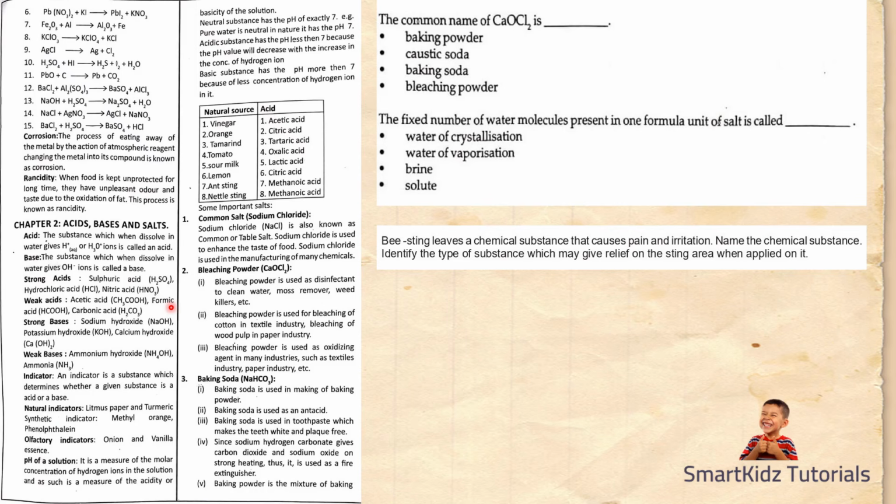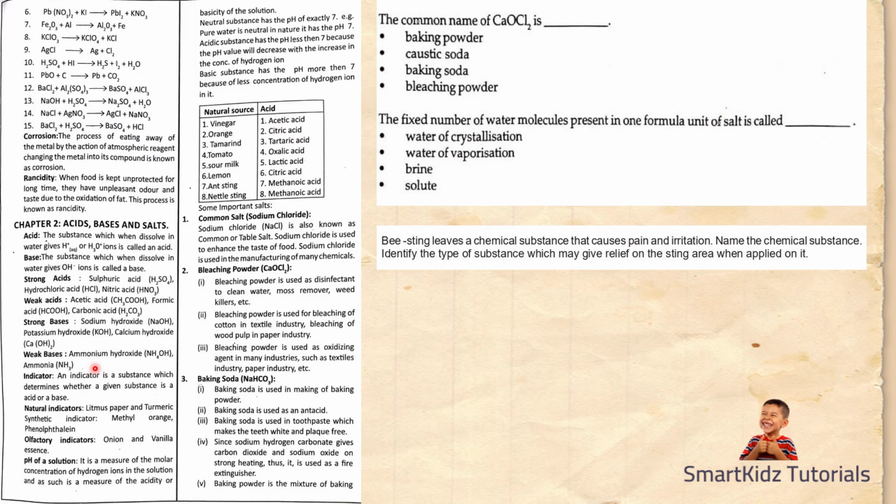You also have weak acids, some of which we use. Acetic acid, also known as vinegar. We use formic acid, HCOOH, and then you have carbonic acid, H2CO3. Some examples of weak acids. Strong bases are sodium hydroxide, potassium hydroxide, calcium hydroxide, and weak bases will be ammonium hydroxide.